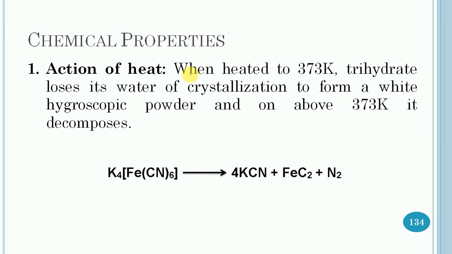Potassium ferrocyanide, when heated to 373 Kelvin, loses these trihydrate water molecules to form a white hygroscopic powder, and if it is heated above this temperature, then it will decompose to potassium cyanide with the evolution of nitrogen gas.